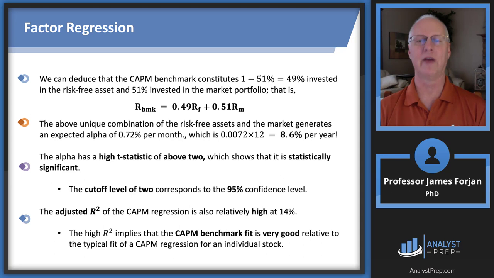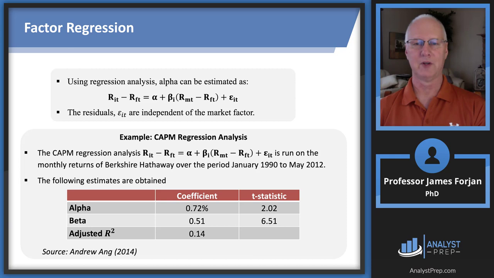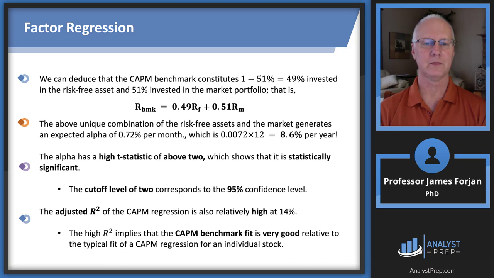All right, so look at the third circle point. Alpha has a high t-stat of above 2. Let me just remind you, if you looked up those t values or the z values on one of those tables, you'll find that they are significant, right? And that's a 95% level of confidence. And look at that second to last sentence down there.